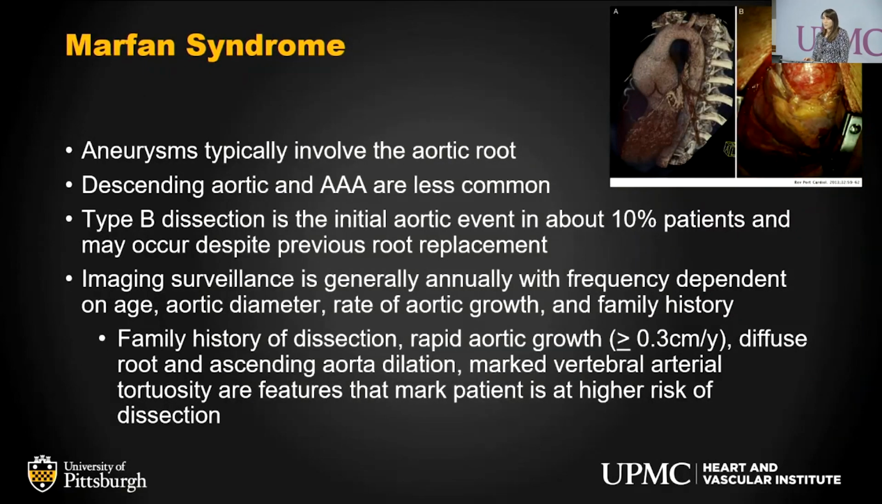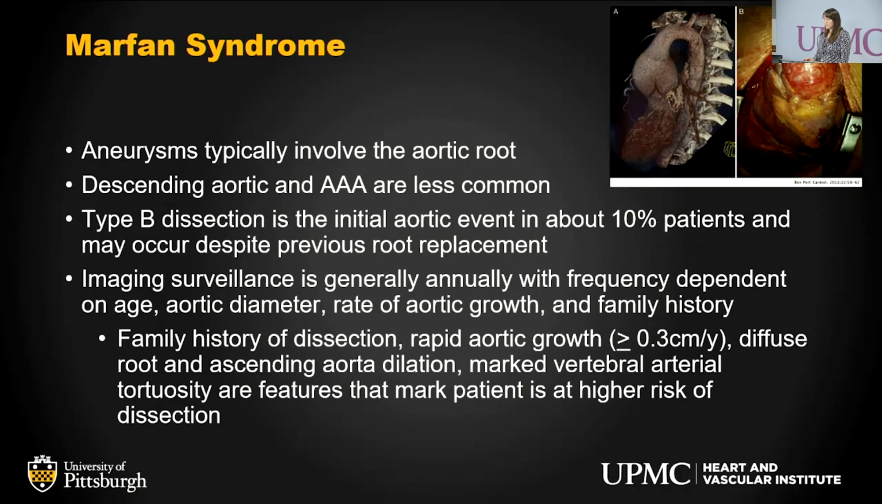So we're going to first start with Marfan syndrome. This is an autosomal dominant condition. Aneurysms will typically involve the aortic root. Around 10% of patients will present with a type B dissection as their initial aortic event, and they can get descending aortic and abdominal aneurysms.